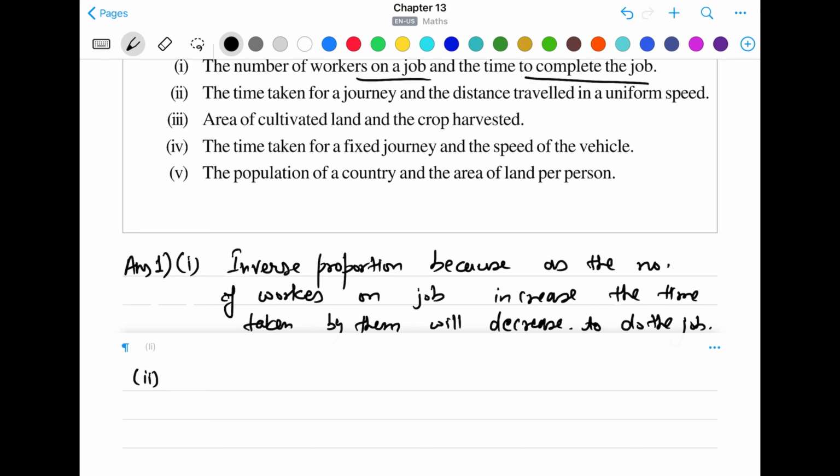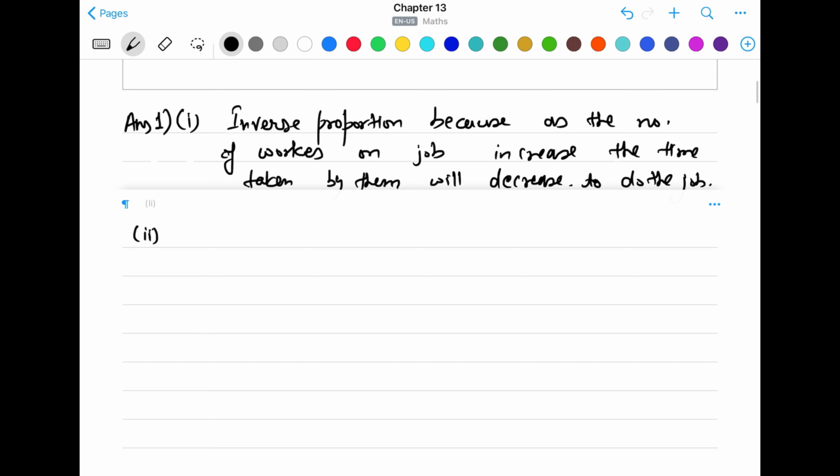Second is the time taken for a journey and the distance traveled at uniform speed. As the speed is uniform, we have to find the relation between the time taken and the distance. Let's see. If the speed is 60 km per hour, in 1 hour the vehicle will travel 60 km. In 2 hours it will travel 120 km. In 3 hours it will travel 180 km. As we are increasing the time, the distance traveled is also increasing. So this is an example of direct proportion.